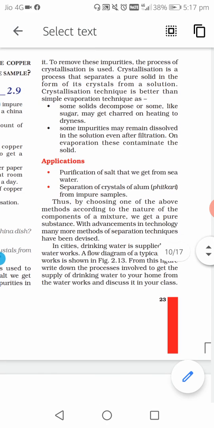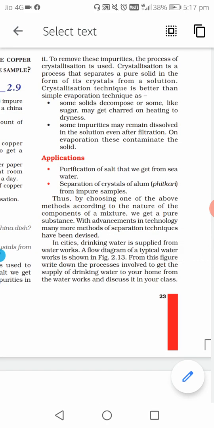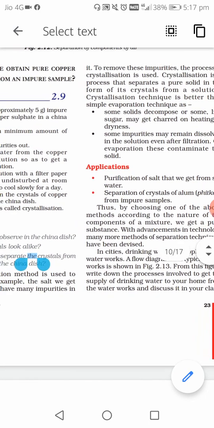Then 2 applications are there. That means, where do we use this crystallization process? The first one is purification of salt that we get from seawater, and the next one is separation of crystals of alum, which is fitkari, from an impure sample. So these are the applications of crystallization.